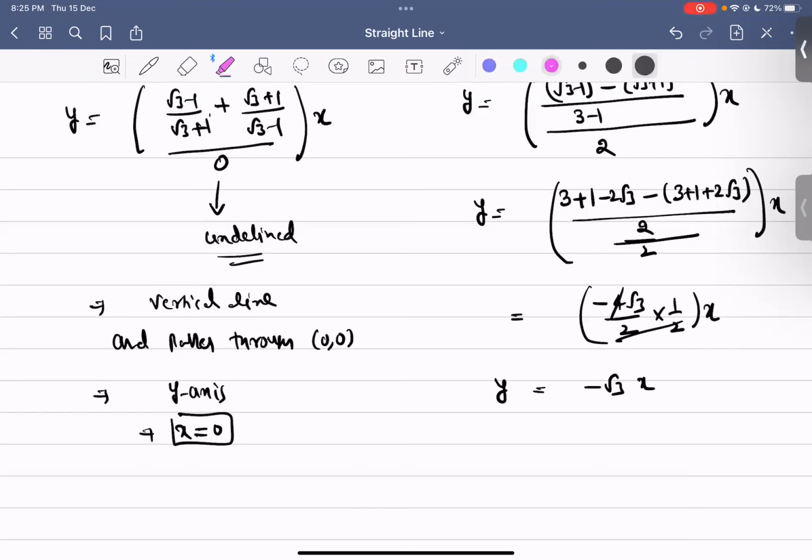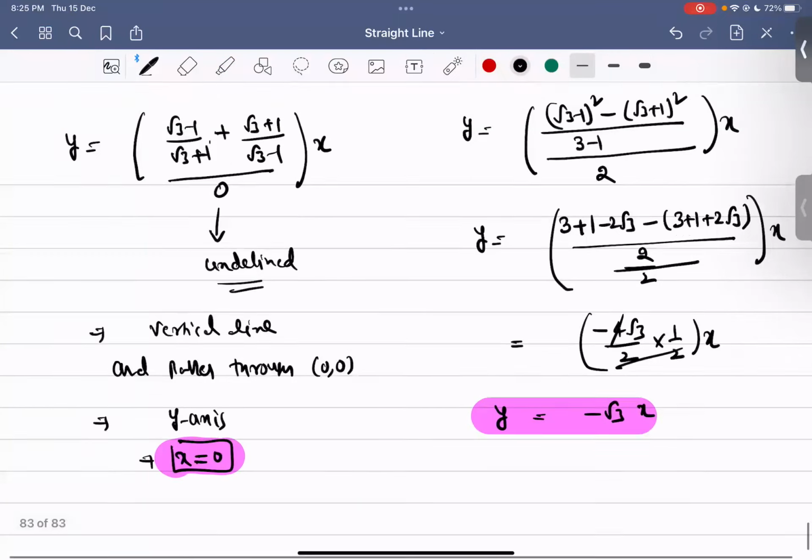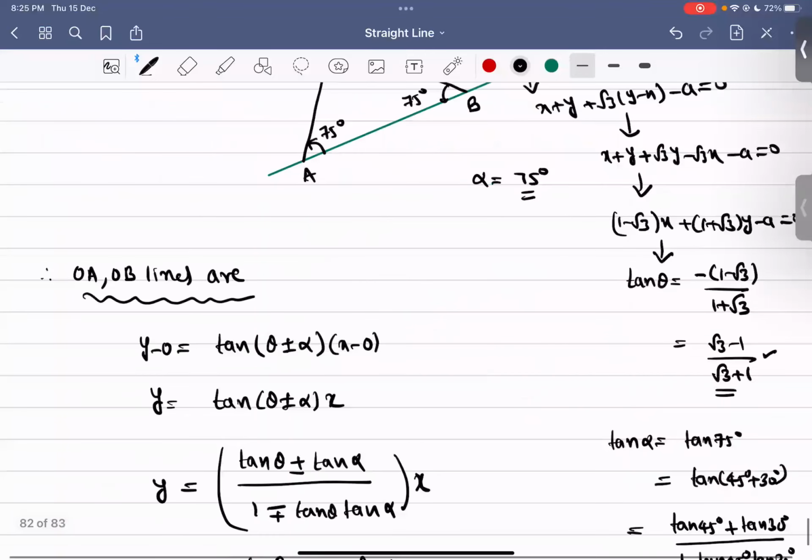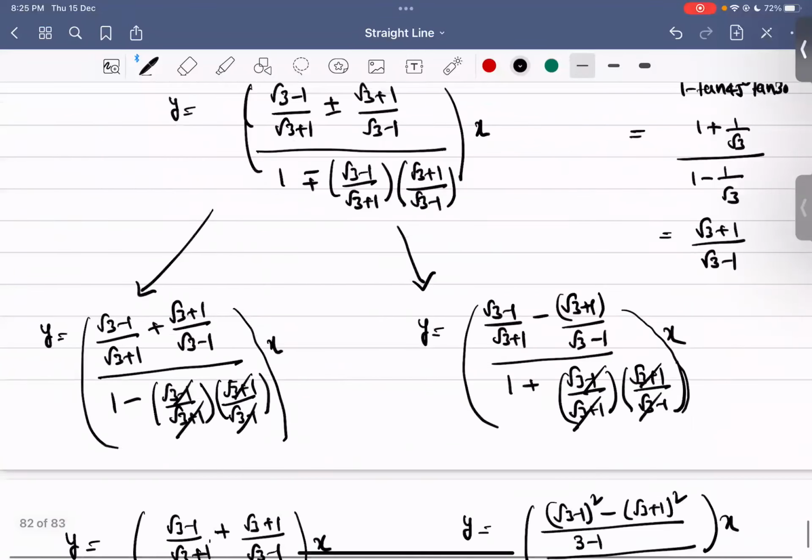So the two lines are: one line is the y-axis, that is x equal to 0. Another line is y equals root 3 x. These are the two lines. Clear?